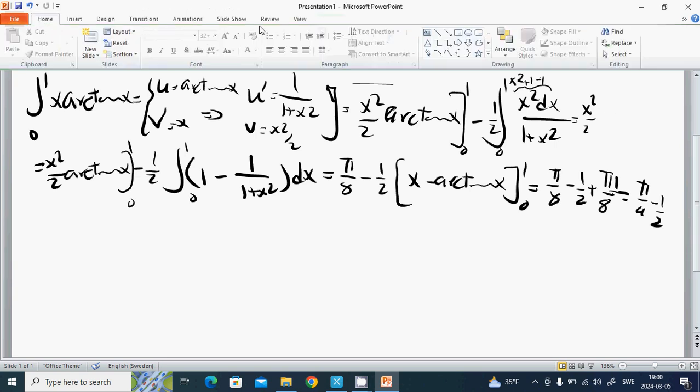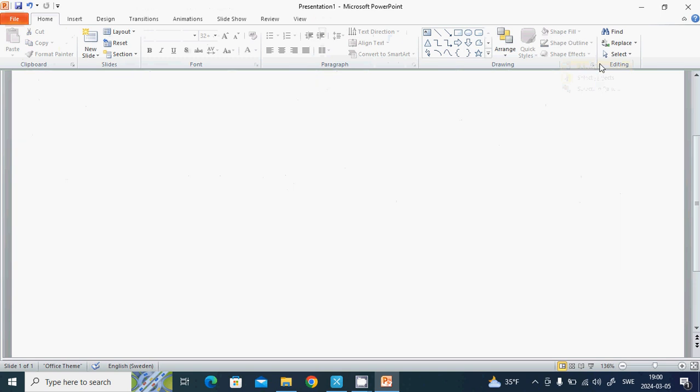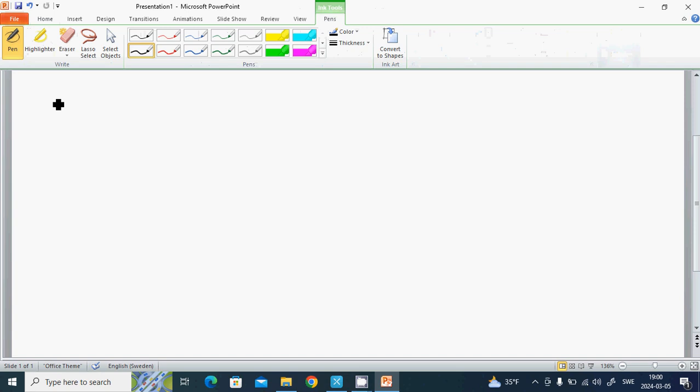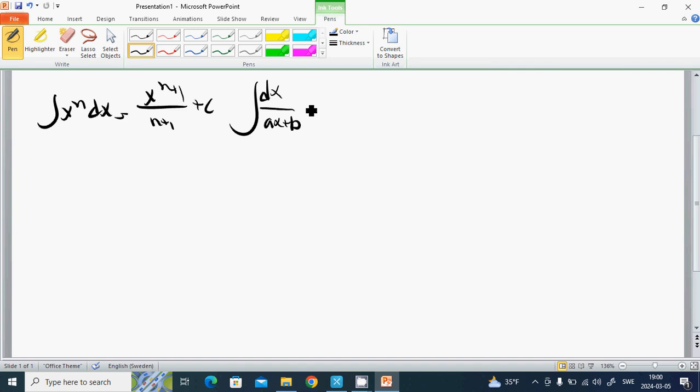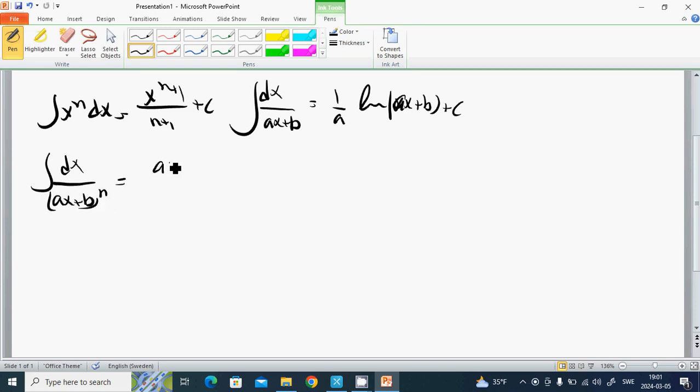Other rules are already existing integrals: the integral of x^n dx is x^(n+1) over n+1 plus c, and the integral of dx over ax plus b equals 1 over a ln|ax+b| plus c, and the integral of dx over (ax+b)^n equals (ax+b)^(1-n) divided by a(1-n) plus c. And also another method.